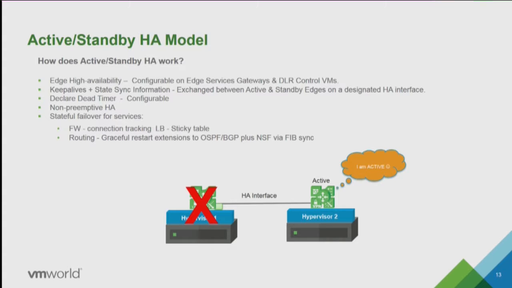Now, the former active, so the faulty VM here, is coming back. When it's coming back, it will start in standby mode. Because what we don't want is that when the former active, the faulty VM, is coming back, yet another disruption moves the active back to the faulty VM. That would disrupt the traffic yet again, and we want to avoid that. So we are only in non-preemptive HA mode. It will not take over. It will stay as standby and exchange keepalives again.